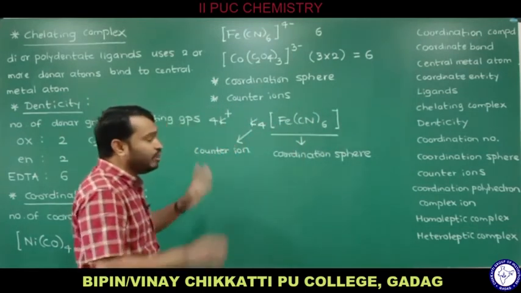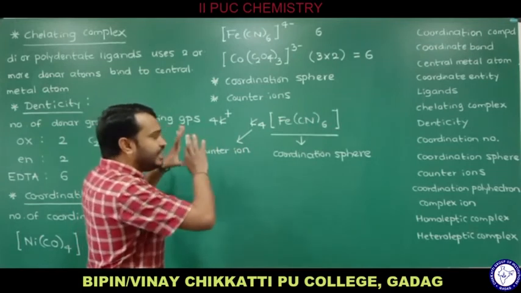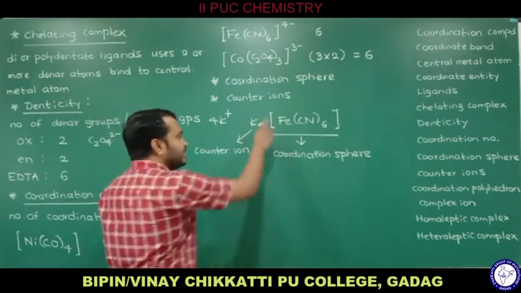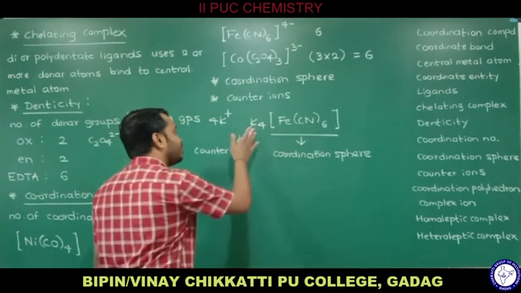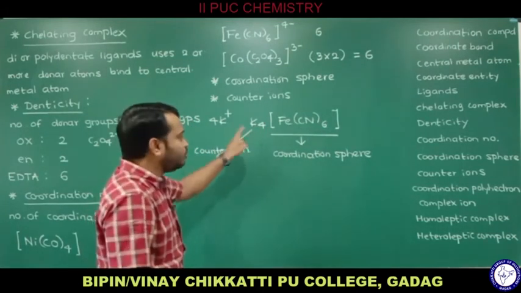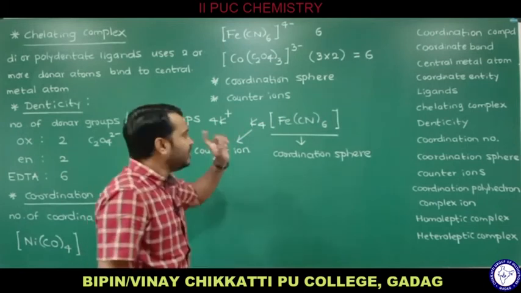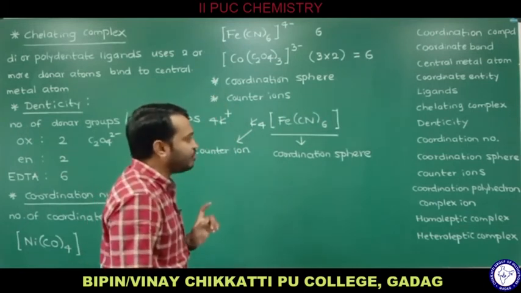Remember that whenever you see a complete coordination complex, inside the square bracket we call it the coordination sphere, and outside the square bracket we call it counter ions. Counter ions should be ionizable. That is the concept of coordination sphere and counter ions.